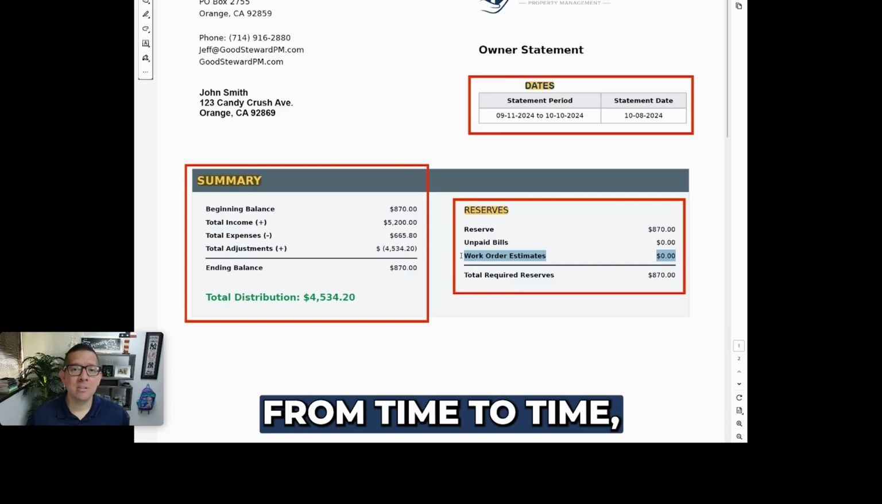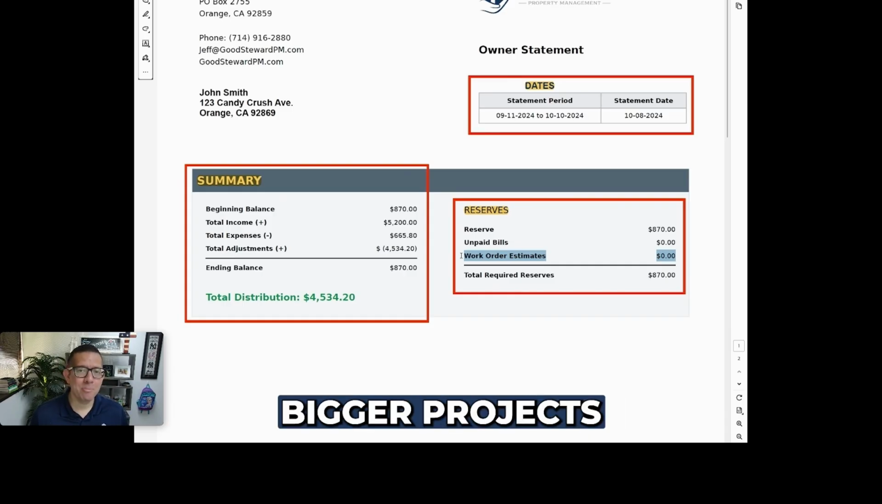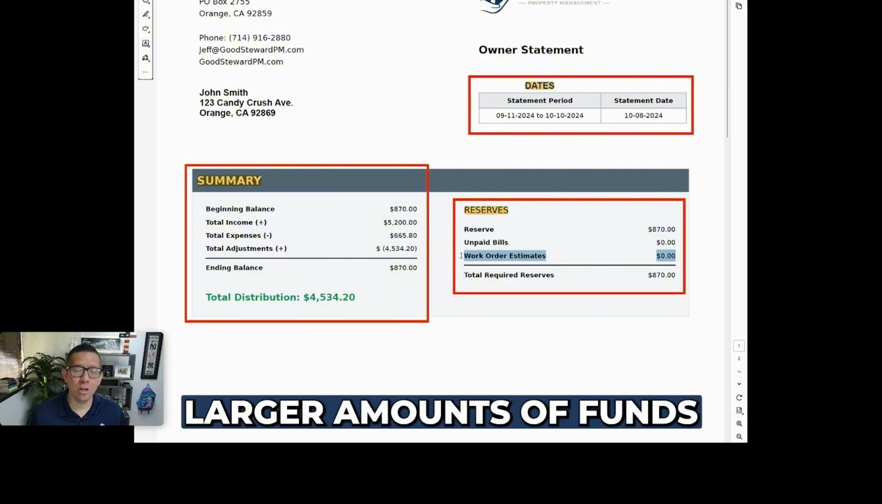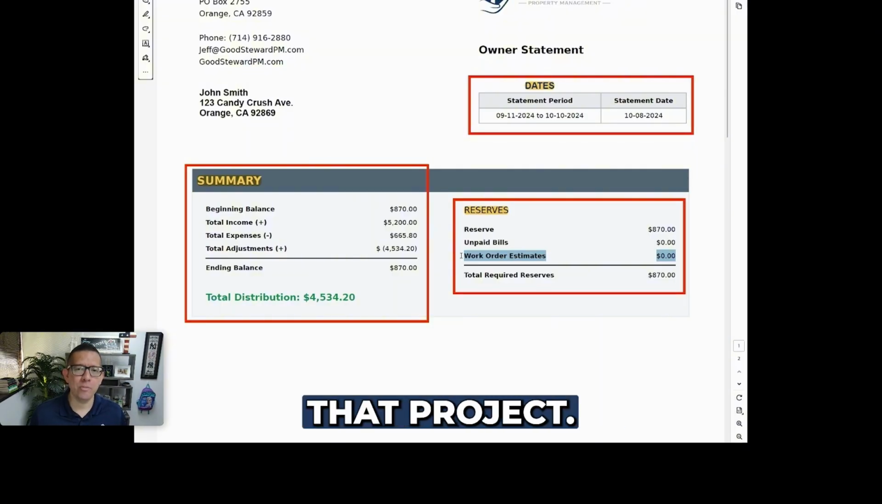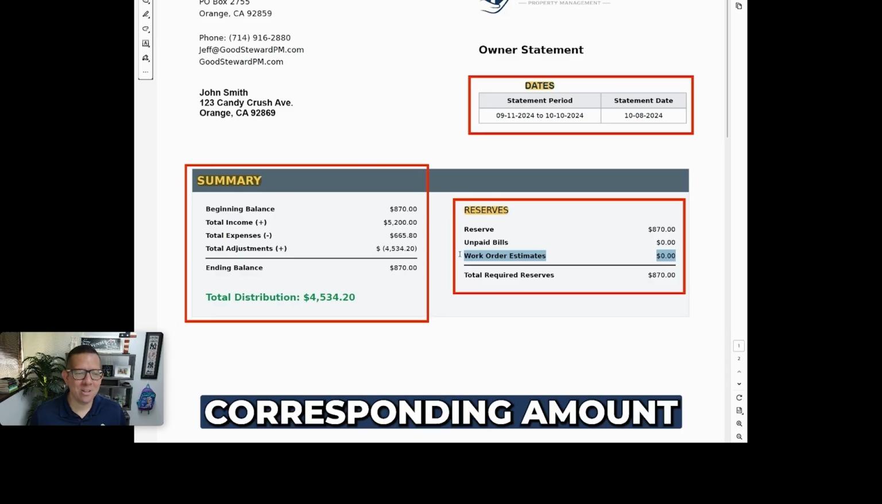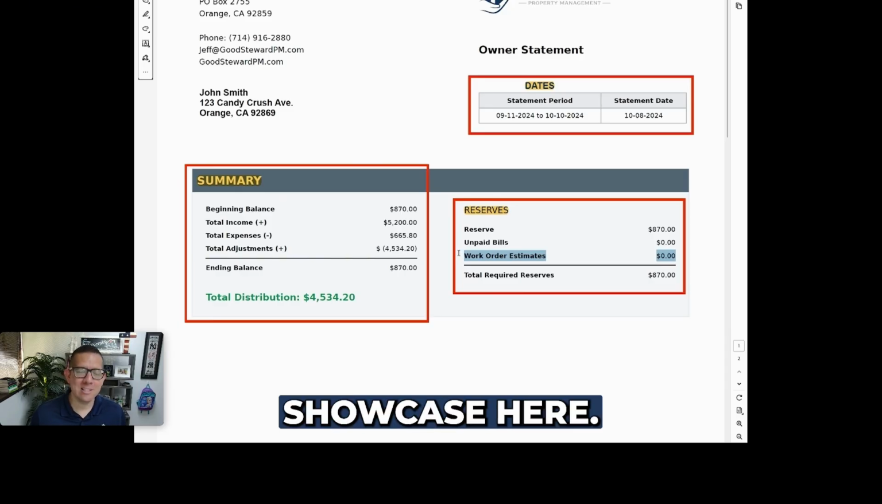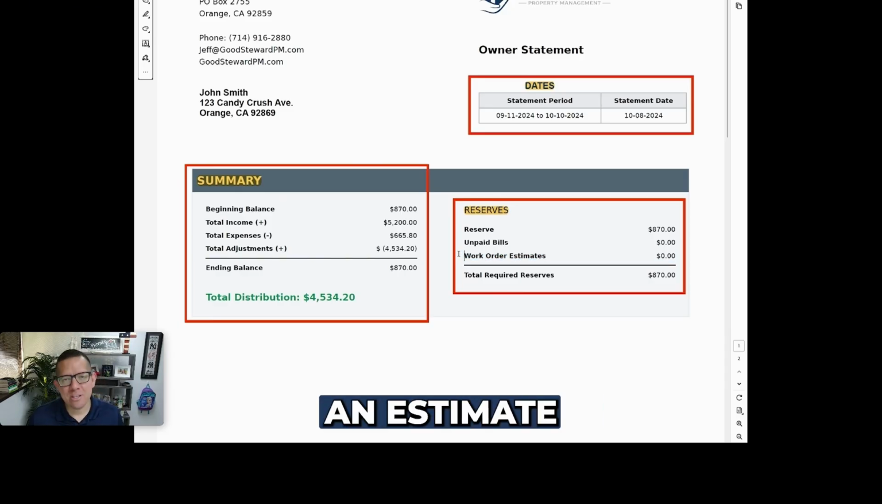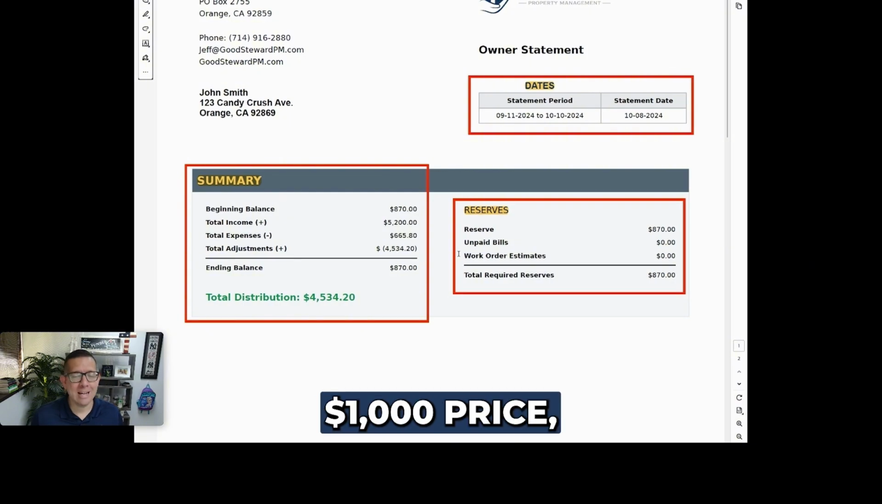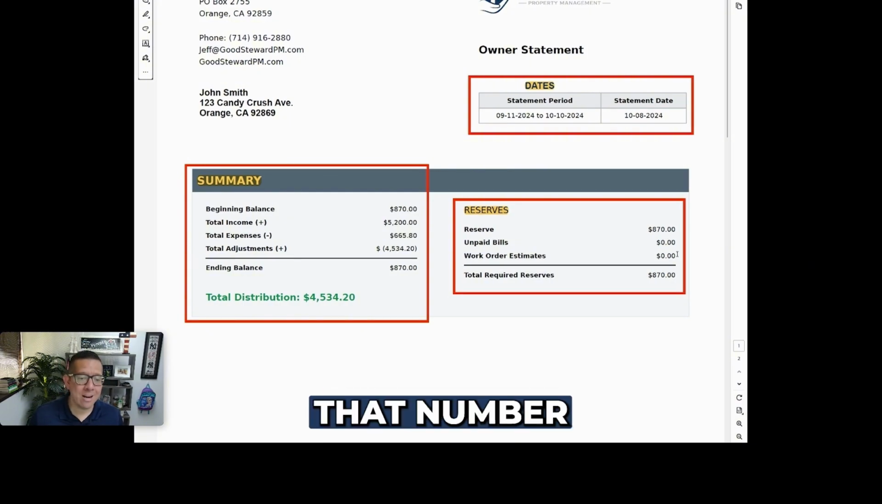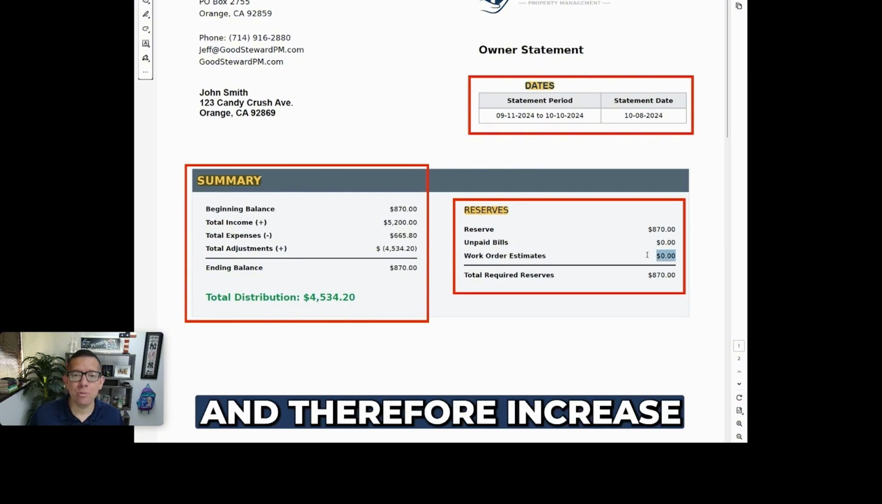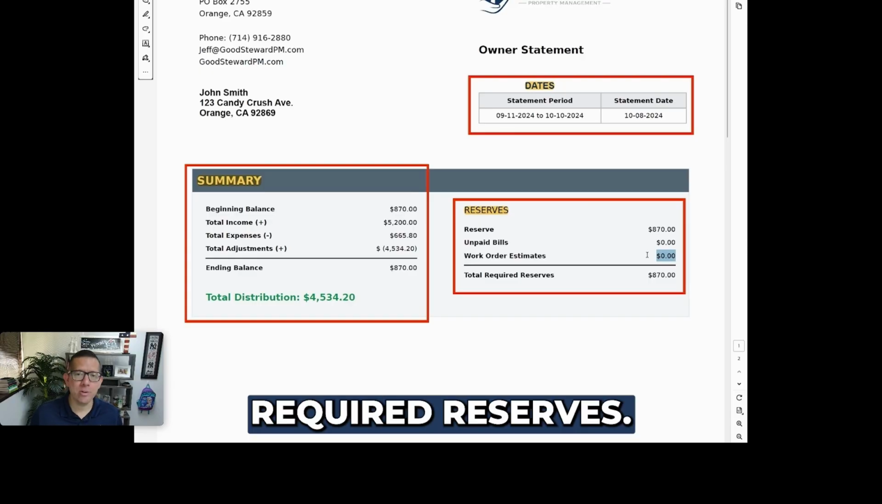From time to time, your property may need bigger projects where we'll be needing to withhold larger amounts of funds in order to cover that project. If we know the dollar amount to get this done, we will update the file with the corresponding amount and it'll showcase here. As an example, if there was an estimate for a work order and it had a $1,000 price, that number would appear right here and therefore increase the total required reserves.